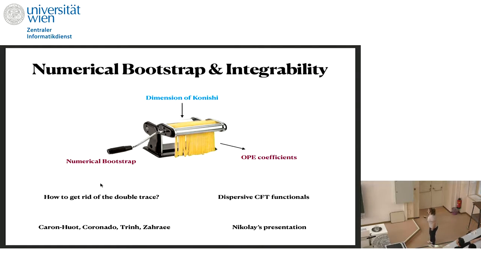This has actually been approached in a paper that appeared a couple of weeks ago, and in this paper, they realize how to get rid of these double trace operators. In particular, by inputting the dimension of the Konishi operator, they found some dispersive CFT functional from which they could get some OPE coefficient for this object. So this is actually a very nice procedure, and this is something that we would like to understand, and maybe we can discuss whether this reasoning makes sense or not.